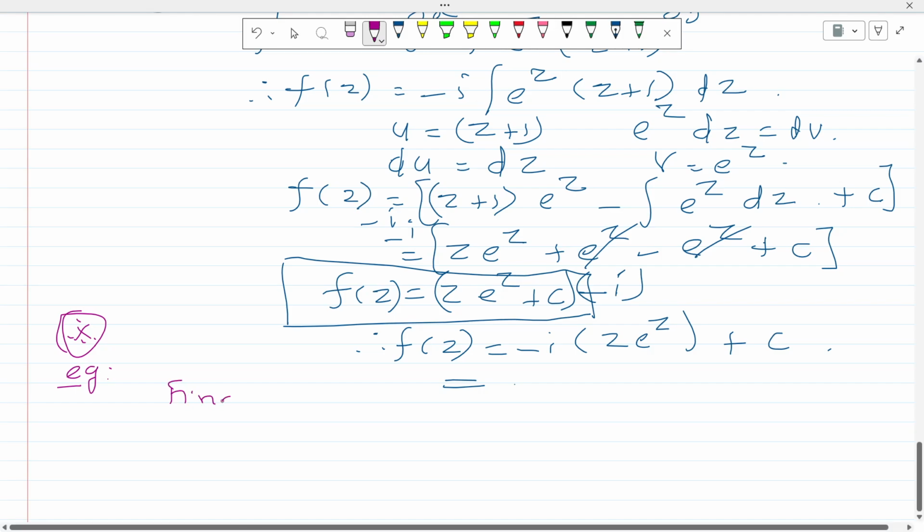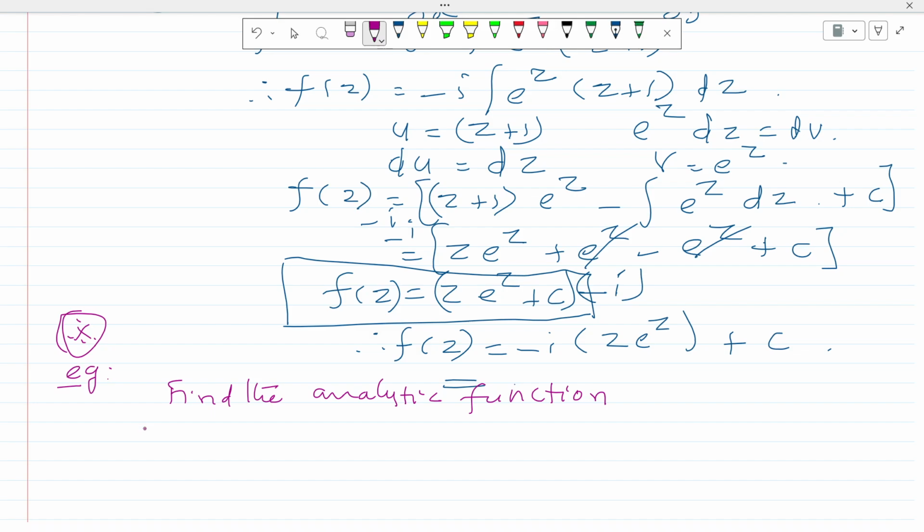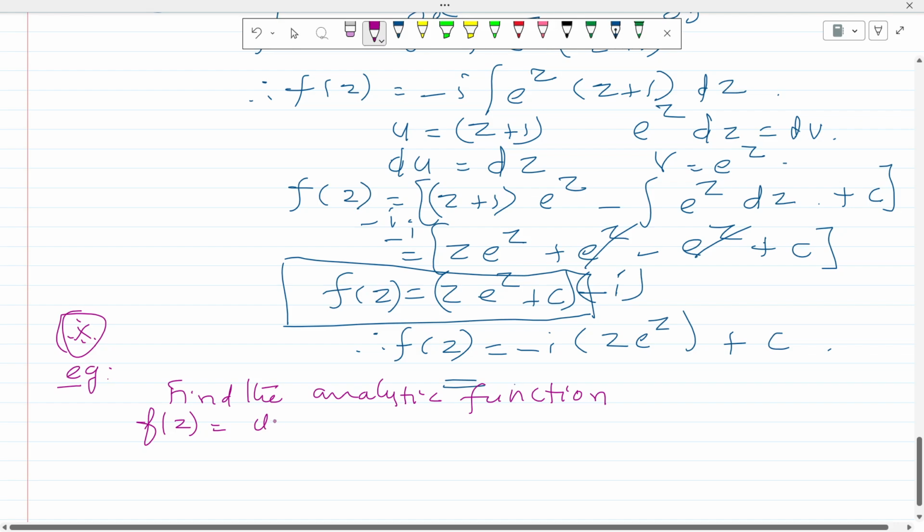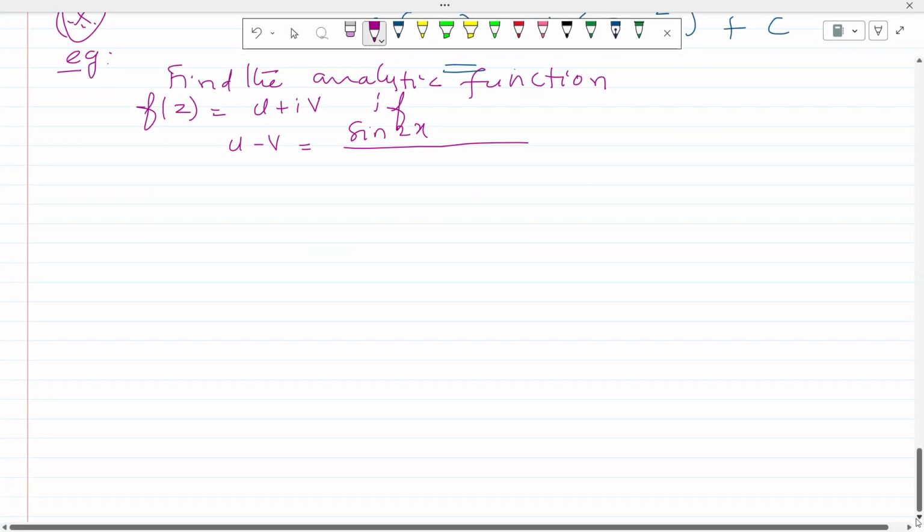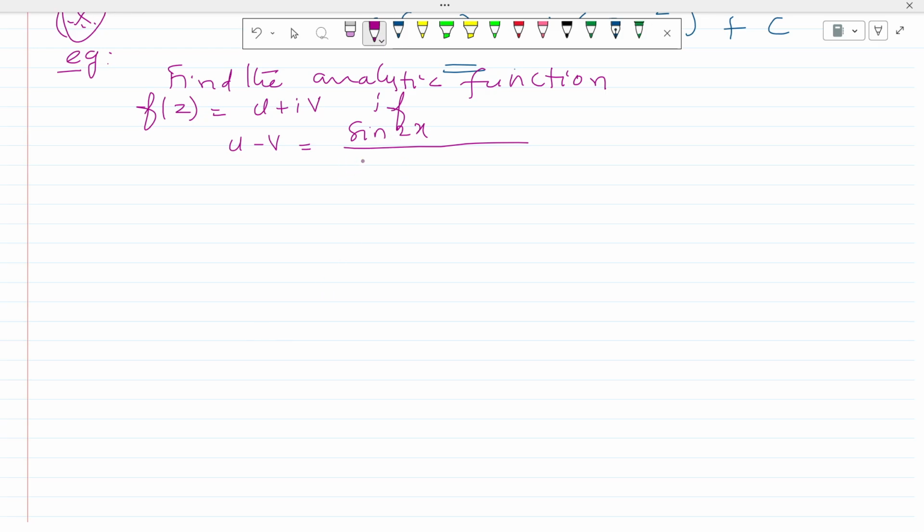Find the analytic function f of z equal to u plus iv if u minus v equal to sin 2x divided by cos h2y minus cos 2x.